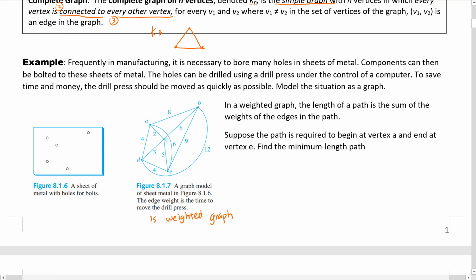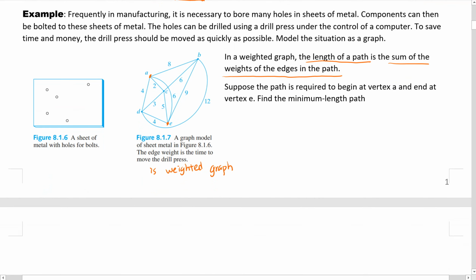In a weighted graph, the length of a path is the sum of the weights of the edges in the path. Suppose the path is required to begin at vertex A and end at vertex E. We want to find the minimum length path. So A is our starting point, E is our terminal point. How many paths connect them? We have 5 letters, A, B, C, D, E, so we have 5 vertices.